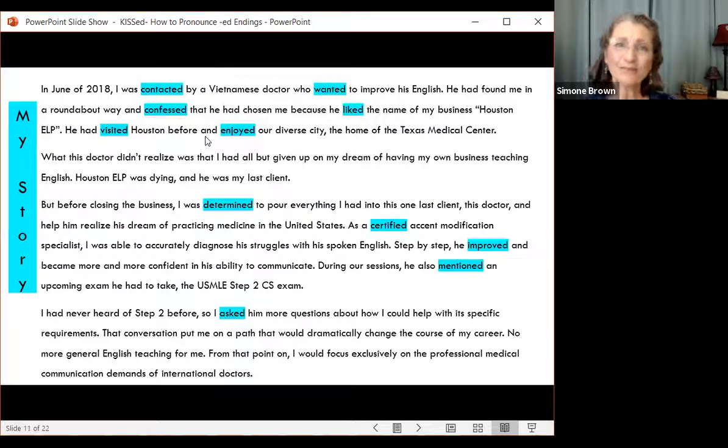So I want to tell you my story, and you're going to do something like this on your own. I wrote out my story about someone who really influenced me. And then I went back and I highlighted all of the words that ended in the ED. And so we'll kind of slow down in those areas and see how they're pronounced. Okay, so here's my story.